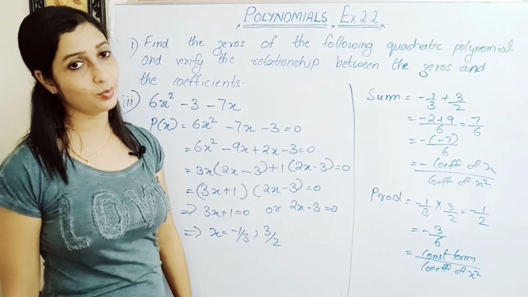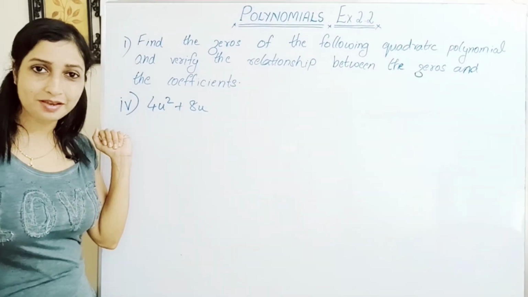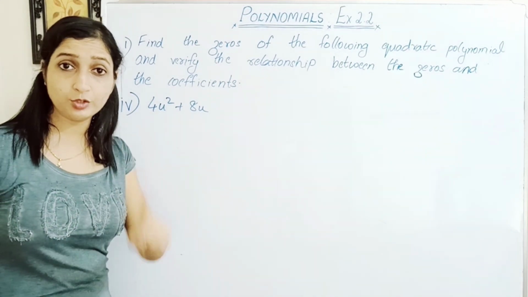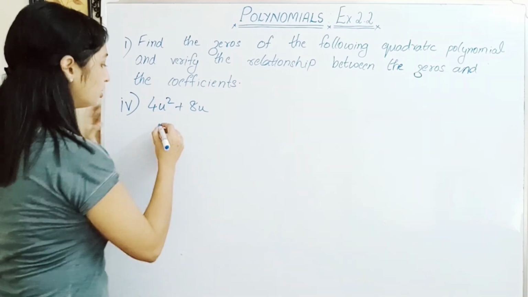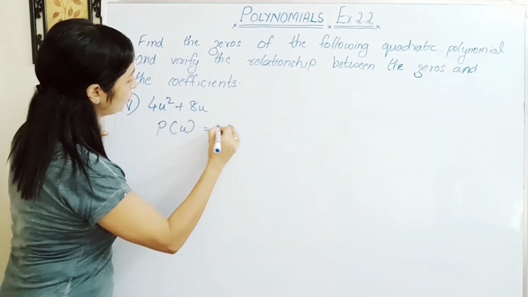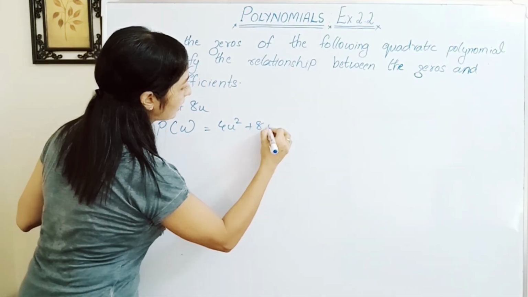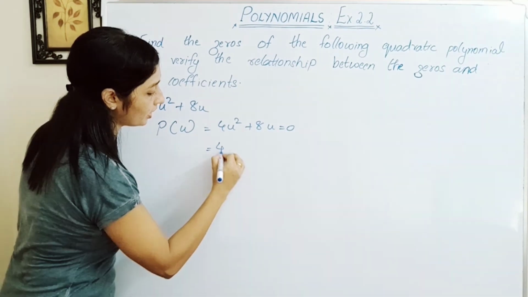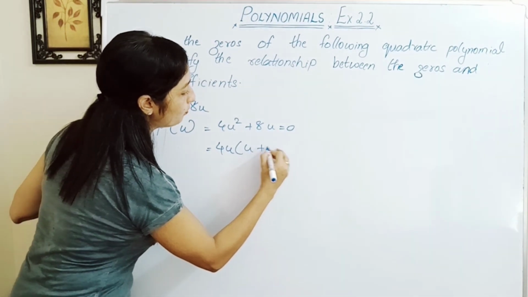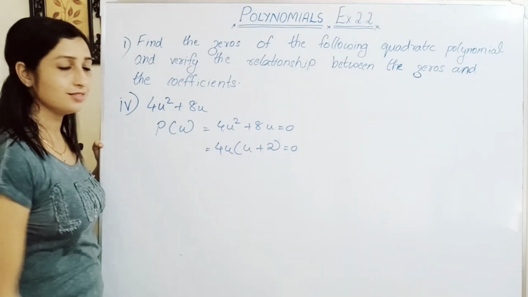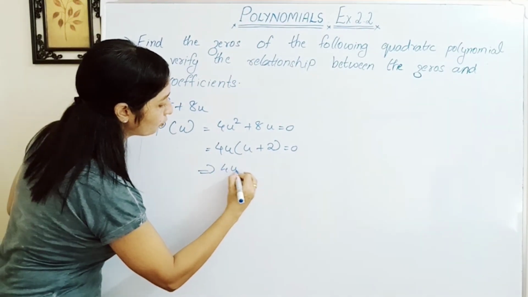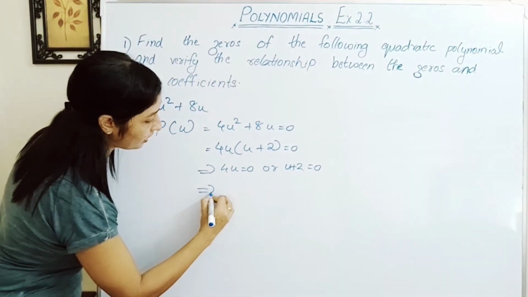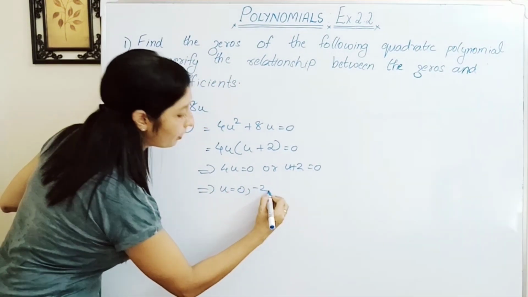Let's move on to our next question, which is part 4. So this is our part 4, which is 4u square plus 8u. To find out the zeros, first what do we do? We equate the given polynomial to 0. So this is p of u is equal to 4u square plus 8u is equal to 0. From here you can take 4u common. So what do you get? 4u into u plus 2 is equal to 0, which implies either 4u equal to 0 or u plus 2 equals 0, which implies u is equal to 0, minus 2.